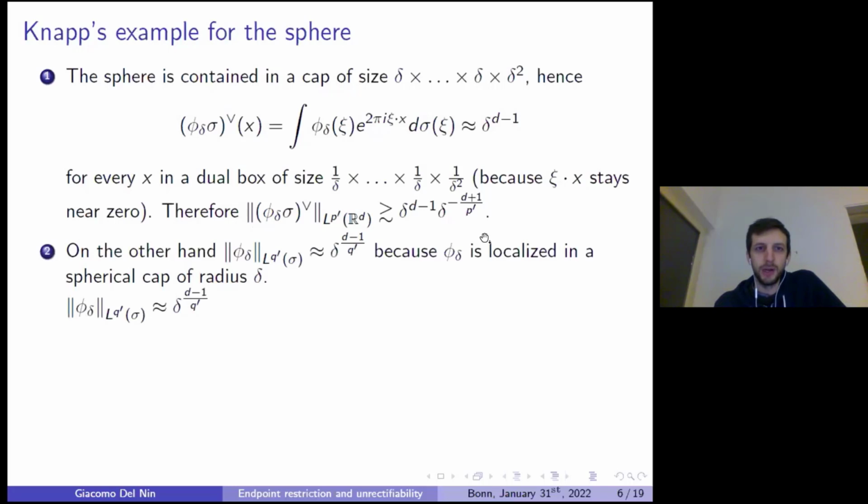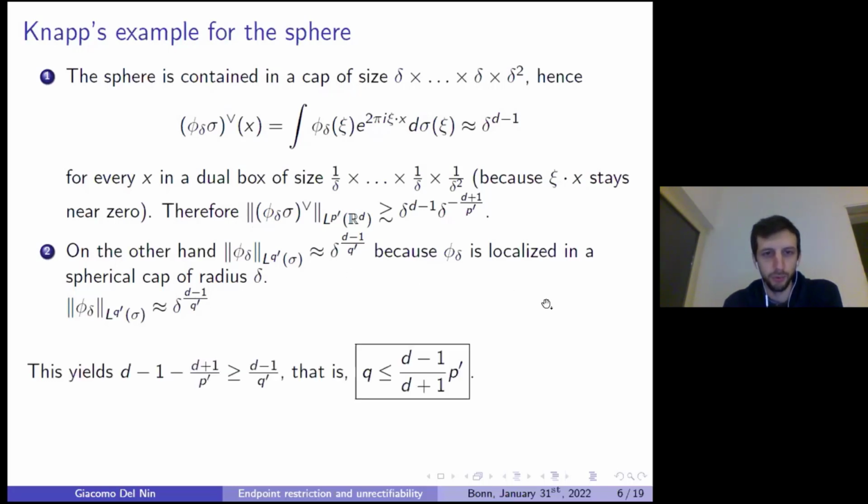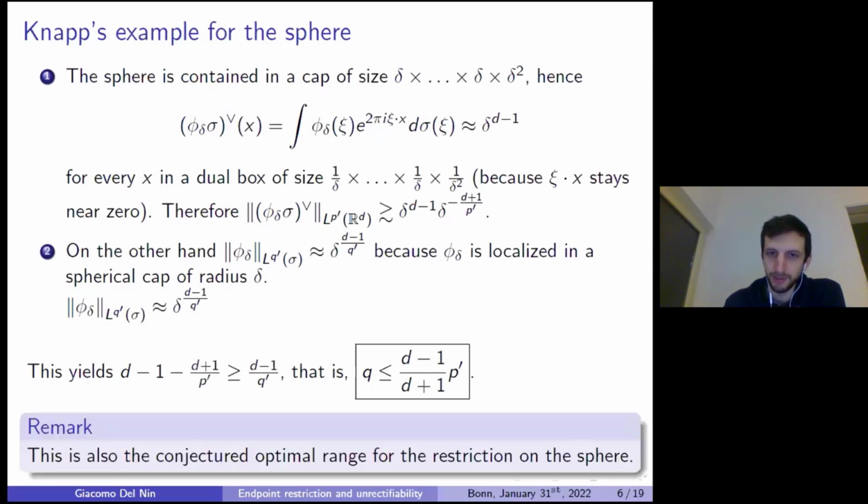And on the other hand, on the right-hand side, we need to estimate the L^q prime norm of this rescaled bump function. This is, again, an elementary computation. And if we put everything together, we obtain the final condition relating P and Q. So it says that Q is less or equal than (d minus 1) over (d plus 1) times P prime. The power of this computation is that even though it's very elementary, it gives exactly the conjectured optimal range for the restriction problem from the sphere, so the open problem.